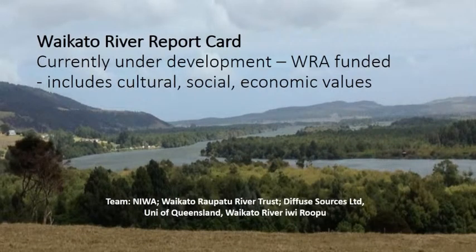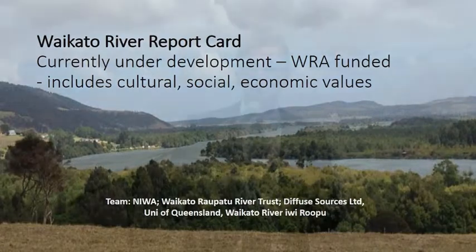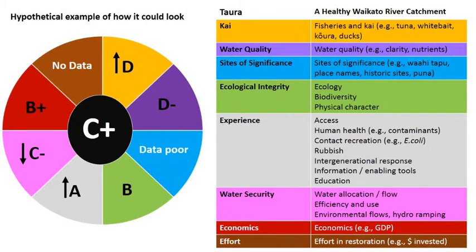So the project that I'll just give you a bit of an outline about is the Waikato River Report Card, which is currently under development, and it's funded by the Waikato River Authority. Unlike the other report cards that have been developed in other parts of the world, which really just use biophysical indicators, this report card is incorporating cultural, social and economic values as well as the biophysical. And you can see the joint partners involved in this. This has been a collaborative process with the Waikato River iwi, who have been really helpful in helping us frame up how we deliver this report card.